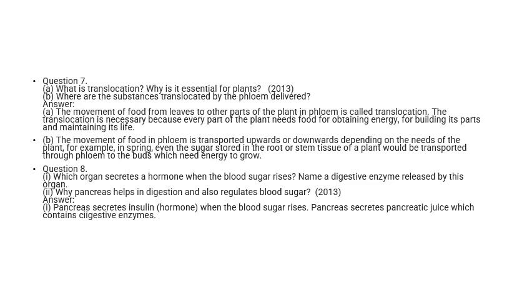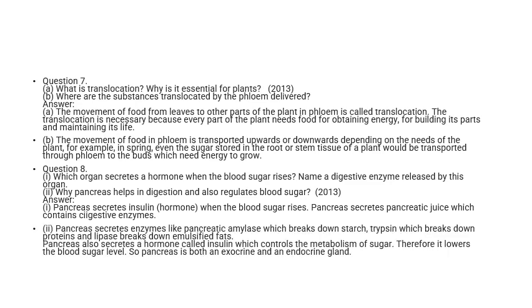The next question is, which organ secretes a hormone when the blood sugar rises? Name a digestive enzyme released by this organ. Second question: why does the pancreas help in digestion and also regulate blood sugar? The answer for the first question: the pancreas secretes insulin when the blood sugar rises. The pancreas secretes pancreatic juice which contains digestive enzymes like pancreatic amylase, which breaks down starch, trypsin, which breaks down protein, and lipase, which breaks down emulsified fat.